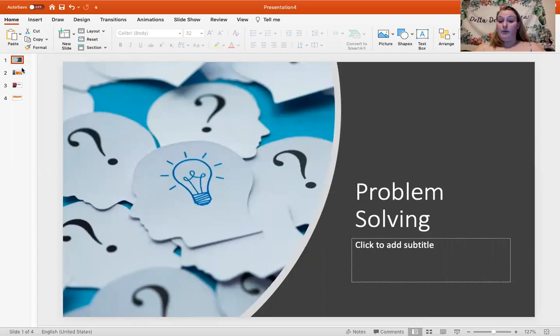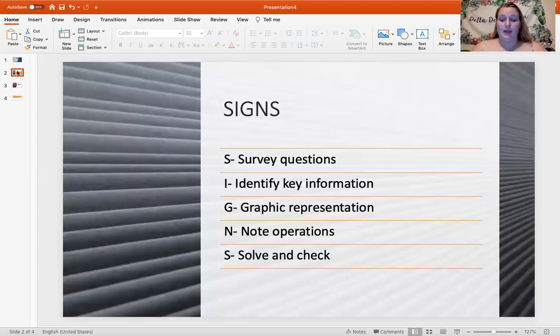So we're going to talk about problem solving. Looking at problem solving, we are going to use the SIGNS method. First we look at our S, survey the question. Then we're going to identify key information. Then we're going to do a graphic representation. Then we're going to note our operations. So is it going to be addition, subtraction, multiplication, or division? And then we're going to solve it and check our answer.